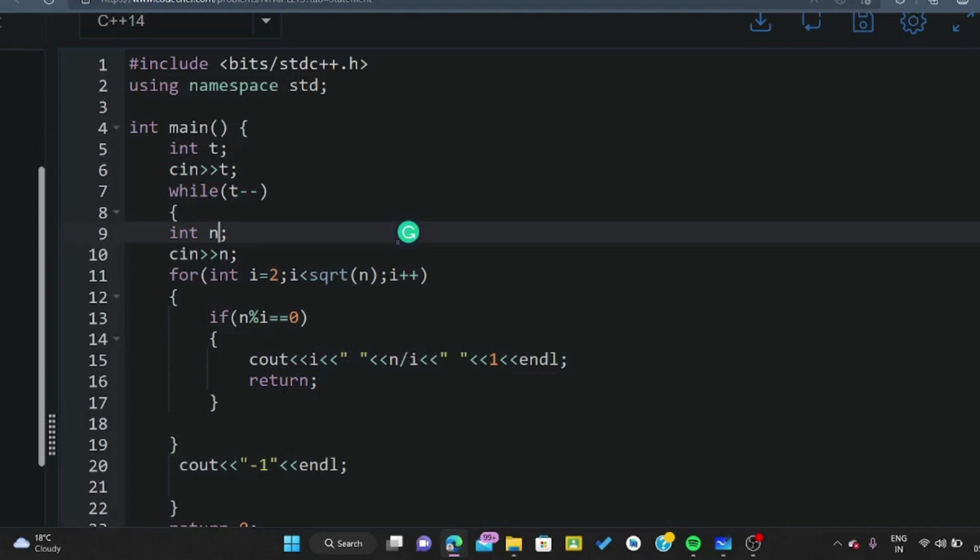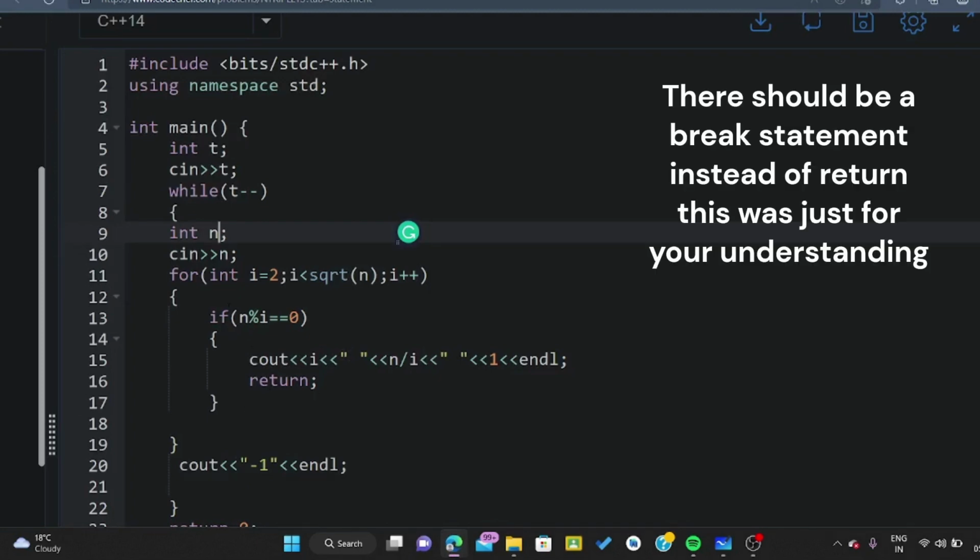And after this we would return, because we don't want our loop to execute further, so we'll directly write return over here.